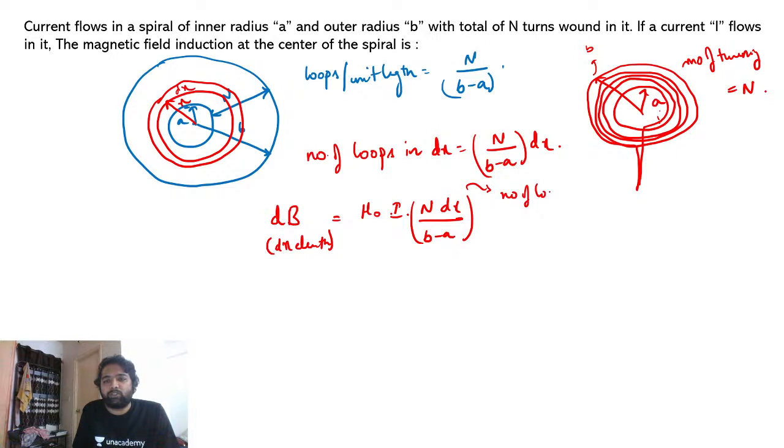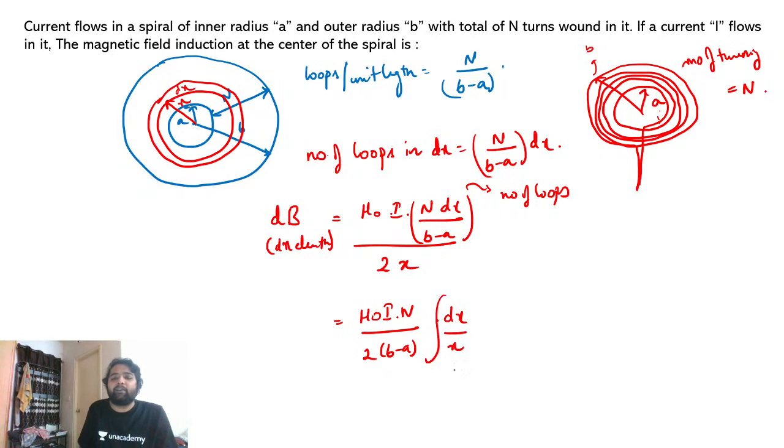Number of loops. Mu naught I into n by 2r. In this case it is equal to x. So we have to simplify this. Mu naught I into n by 2 times (b minus a) into dx by x.